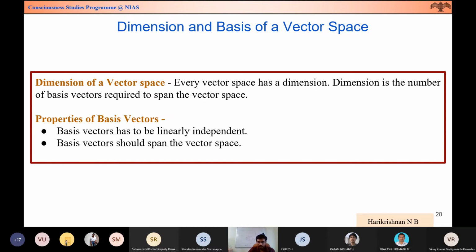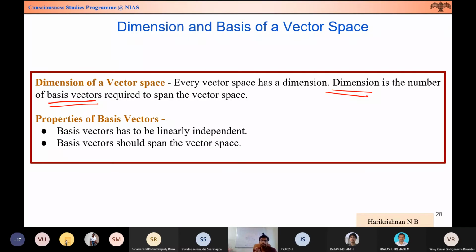Now, every vector space has something called dimension. Every vector space has a number called dimension. So what is dimension? Dimension is the number of basis vectors. Now again we are introducing a new term called basis vectors. So dimension is the number of basis vectors.